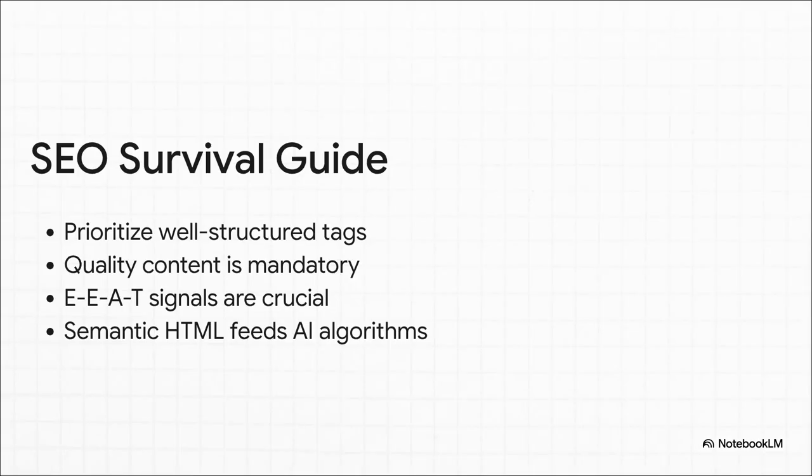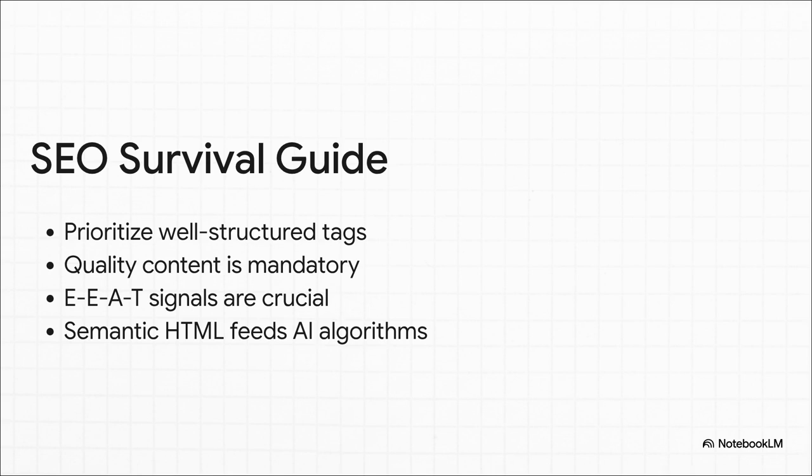So, what's the solution? How do we survive this? Well, the core pillars of SEO are still there, but the execution has totally changed. Search engines and their AI counterparts now ruthlessly prioritize well-structured semantic tags. They are hunting for EEAT signals: experience, expertise, authoritativeness, and trustworthiness.